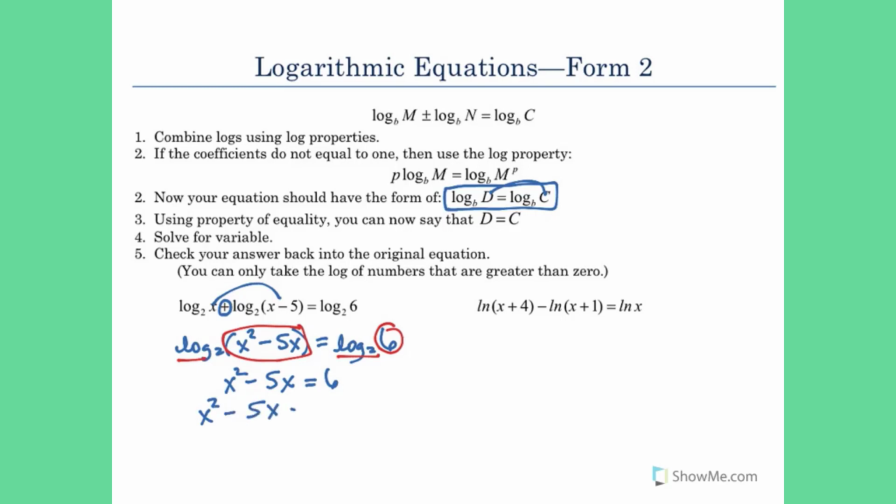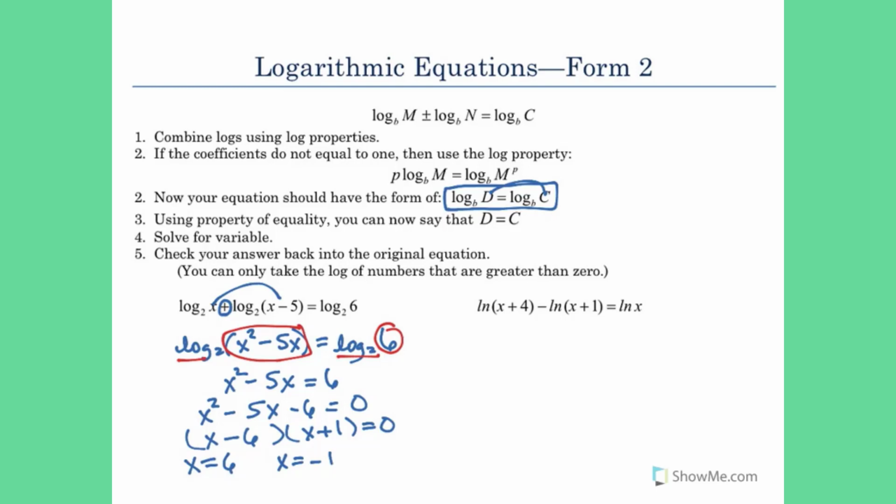Again, we have a quadratic, so let's set that equal to 0 and factor. Be careful, 2 times 3 is not going to work with the signs. We need a minus 6 and a plus 1. And so we have x is equal to 6 and x is equal to negative 1.